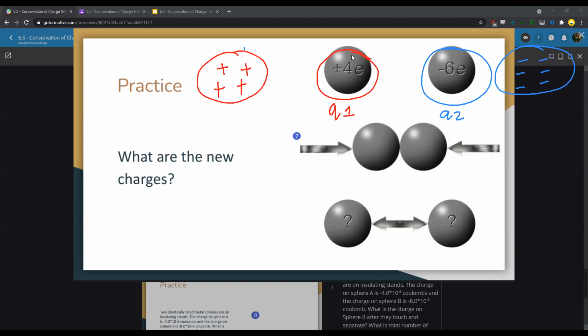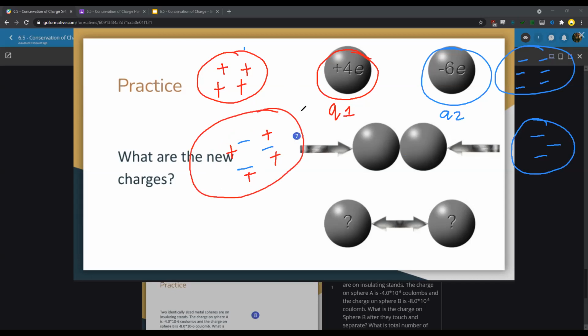Let's start this way. Let's first say we're going to transfer 3 electrons over. So we're moving 3 electrons to the other side. Now we have 3 electrons on the opposite object. What's the charge of this object now? I have 4 protons and 3 electrons. What's my charge? Positive 1, yeah. You have 1 more proton than electron, so you have positive 1e. That's charge 1. What about the other side? What's charge 2? I have 3 electrons here.